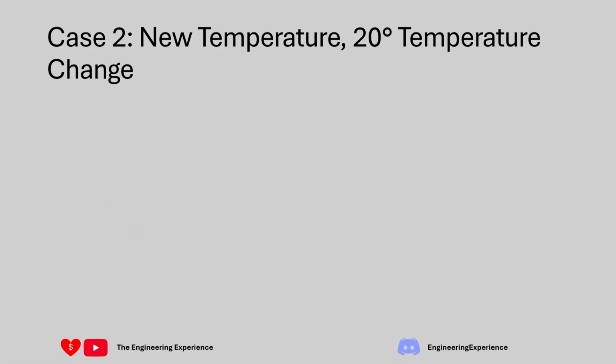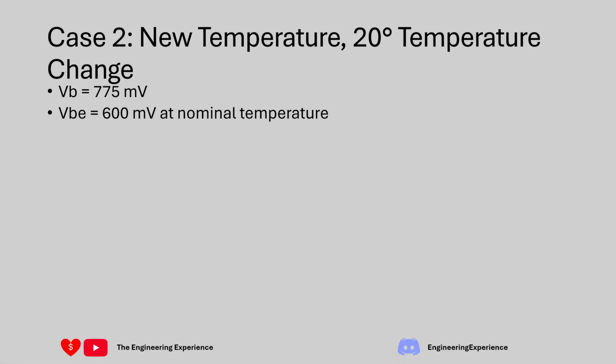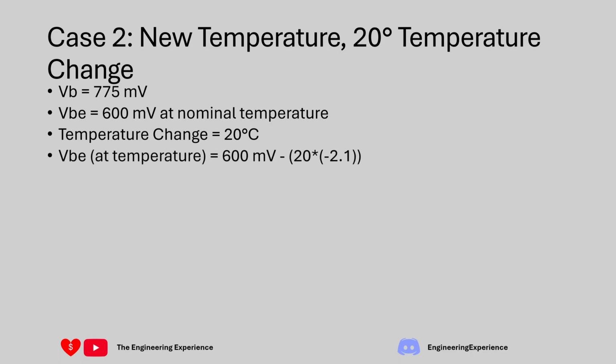Now for case 2, we're going to simulate a temperature change of 20 degrees, as written in the statement that we need to prove for this question. Starting with our input voltage, we have an input voltage of 775 millivolts, which is not affected by the temperature. The VBE voltage at the nominal temperature, let's say 21 degrees, was 600 millivolts. If we added a temperature change of 20 degrees, our new VBE, the base emitter voltage, would reduce by 20 times 2.1, which would give us a new VBE of 558 millivolts.